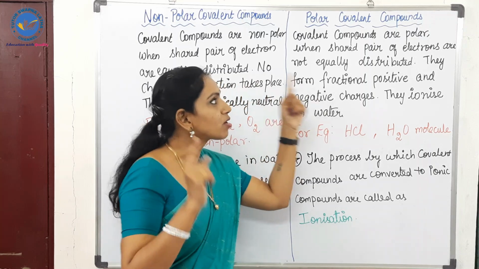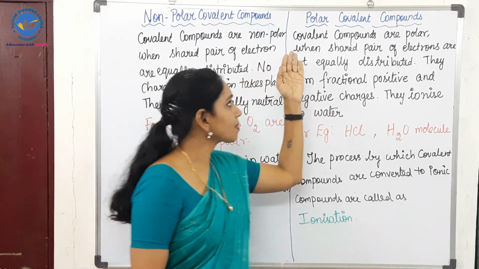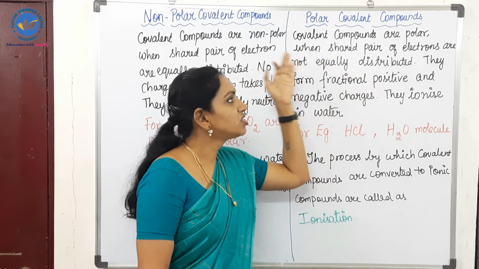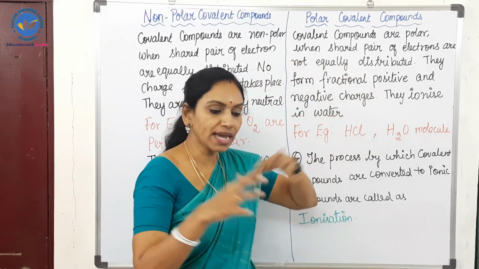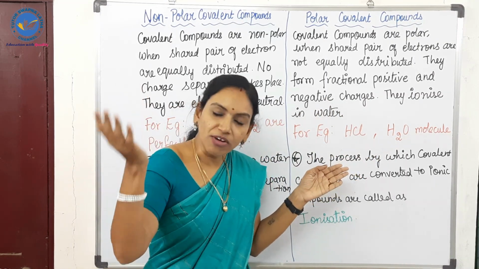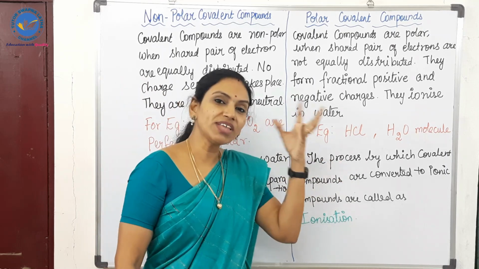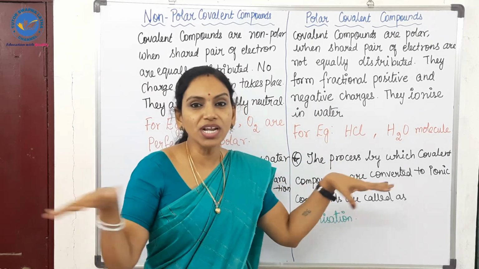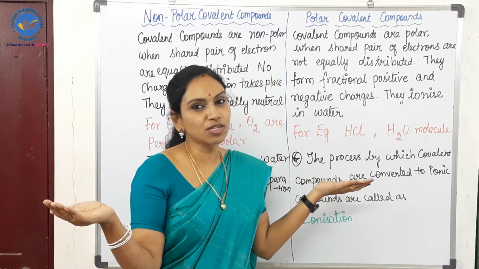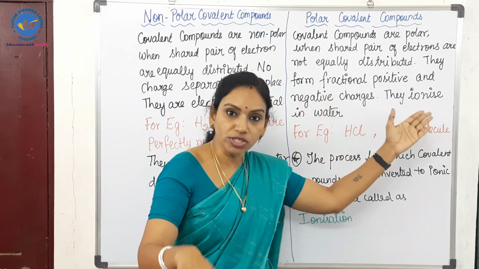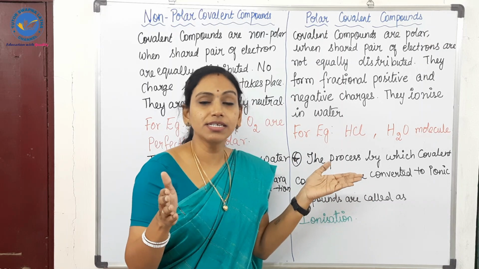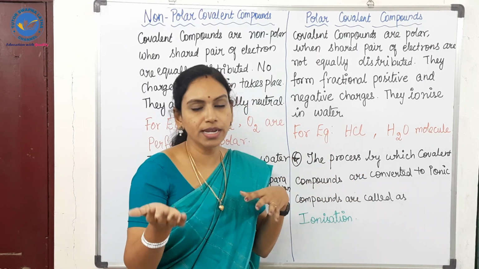Next, polar covalent compounds. Covalent compounds are said to be polar when the shared pair of electrons is not equally distributed. One of the atoms gets more, one of the atoms gets less. When they are not equally distributed, they will have a fractional positive charge and a fractional negative charge. Fractional means partial positive, partial negative.